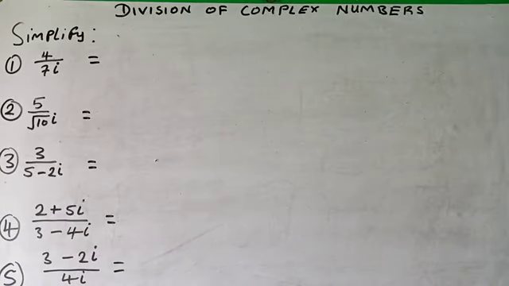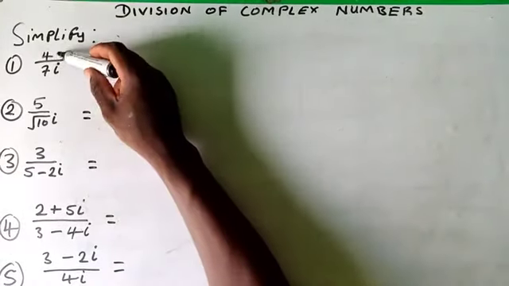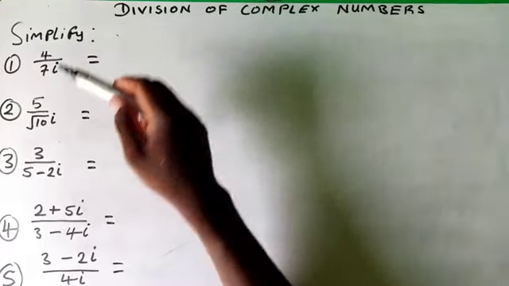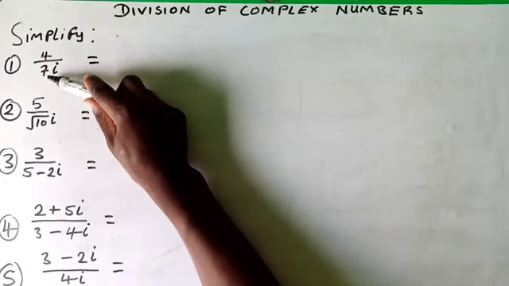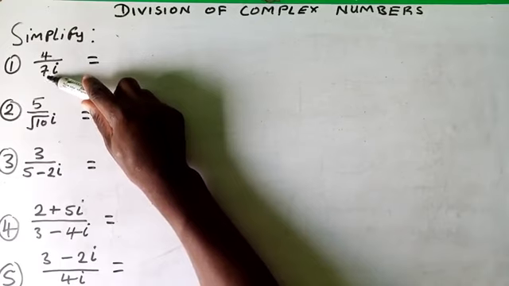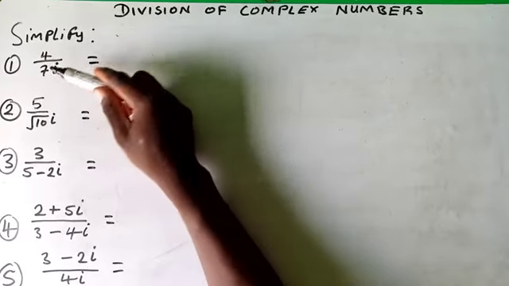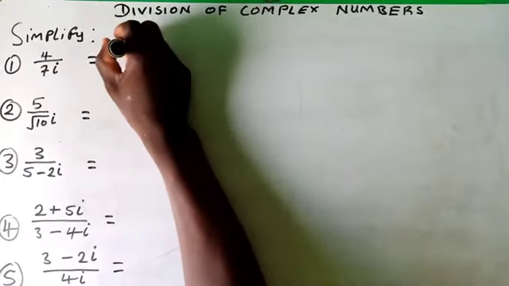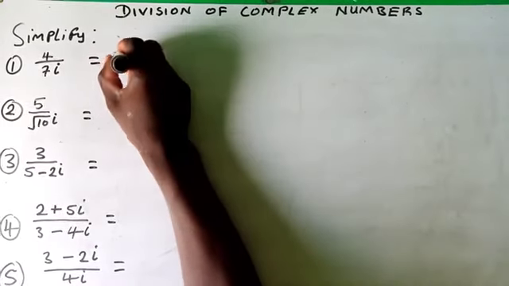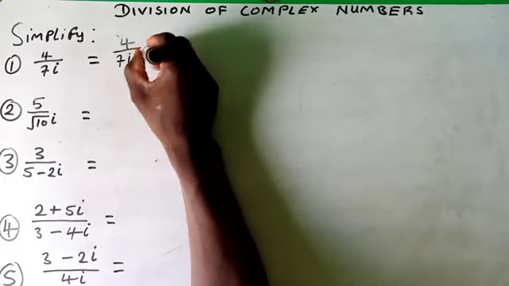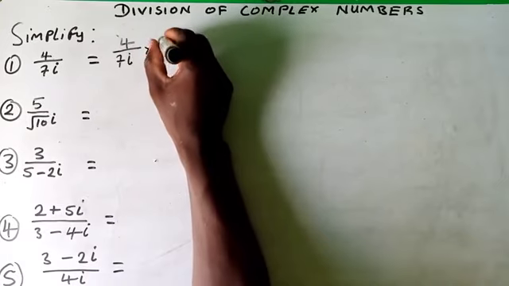In this tutorial, we are going to look at division of complex numbers. Example, simplify 4 all over 7i. So if you see this question, the denominator has only the imaginary part. So for us to simplify this, we simply multiply both the numerator and the denominator by i. So this is 4 all over 7i times i over i.